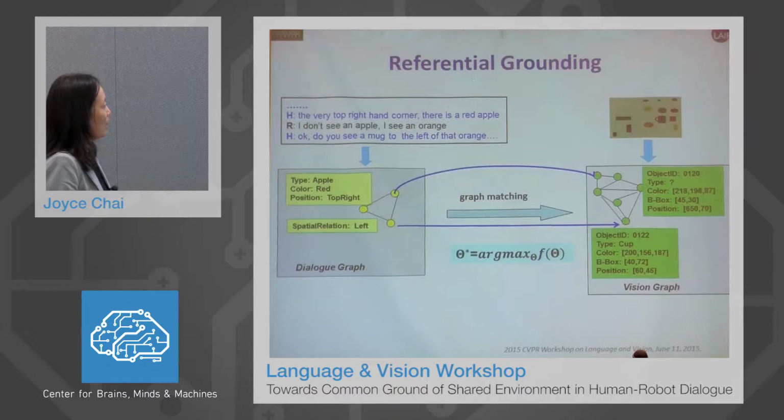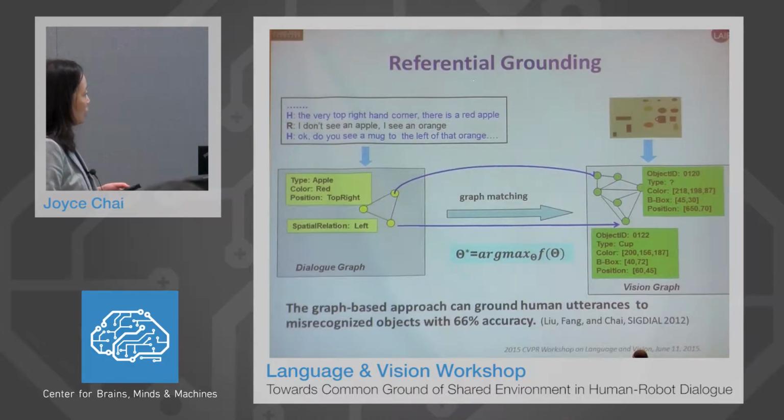And this overall compatibility can be defined by the mapping between the nodes and the mapping between the edges, which are further measured by what we call the word grounding models. So basically, what does the word red mean? What does red correspond to in the lower-level visual features? To solve this optimization problem, there could be different algorithms. Just by applying a simple state-based search algorithm, we find that this graph-based approach can ground human utterances to the perceived objects with about 66% accuracy.